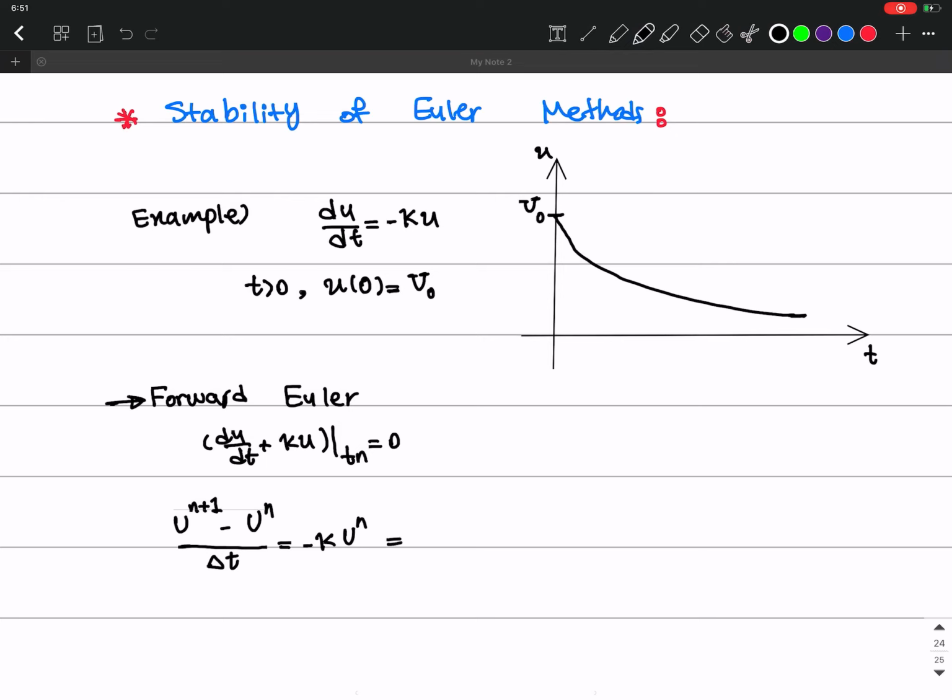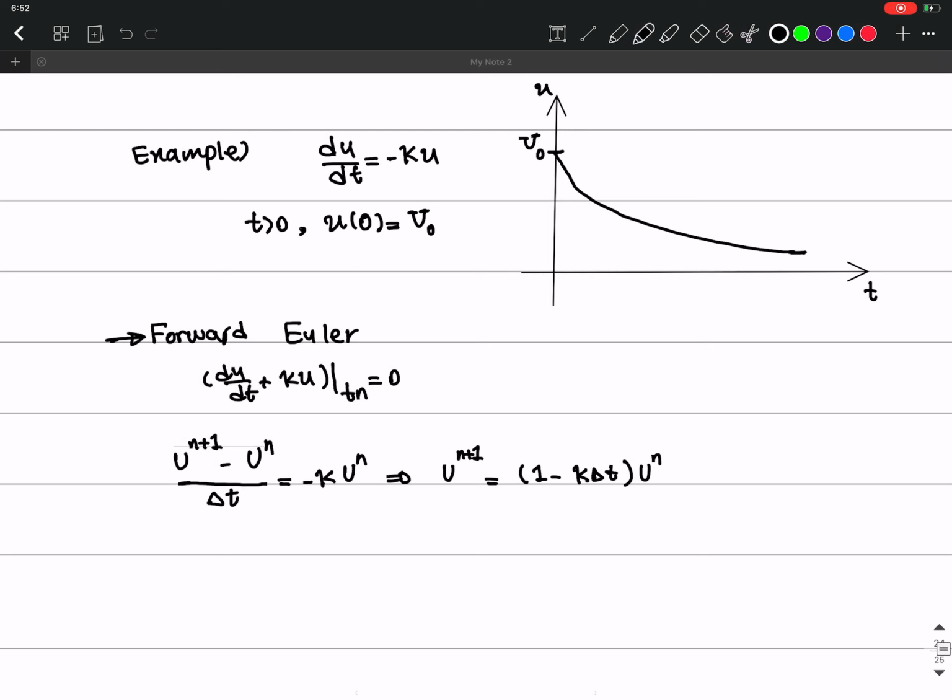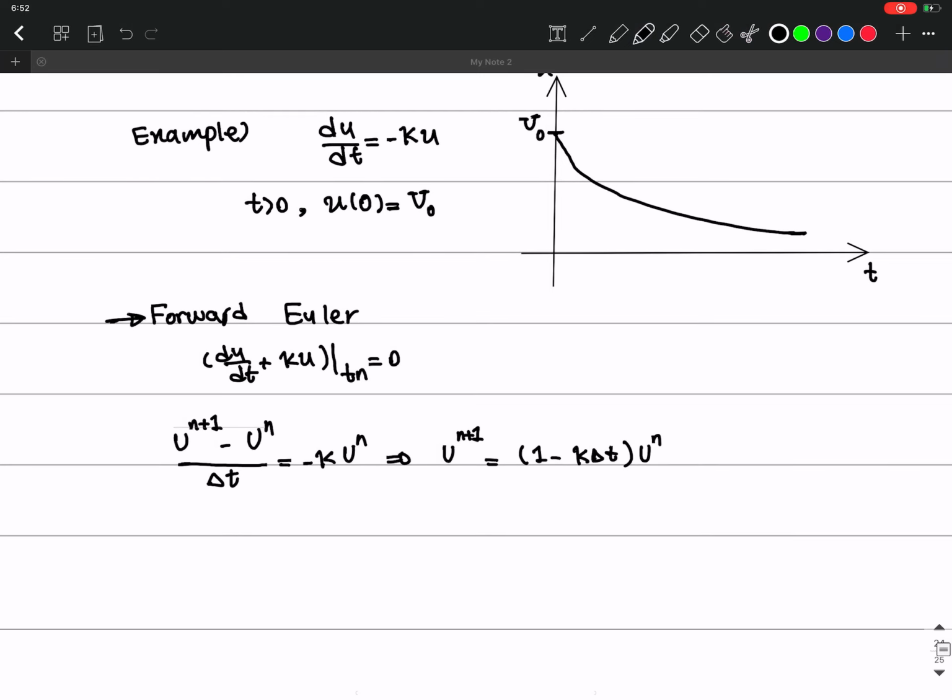And so u at n plus 1 is gonna be 1 minus kappa delta t times un. So this is how I can evolve in time. Okay, so let's now see what happens if we choose different kappa delta t's, different delta t, and whether it really matters the delta t that we are choosing, okay?